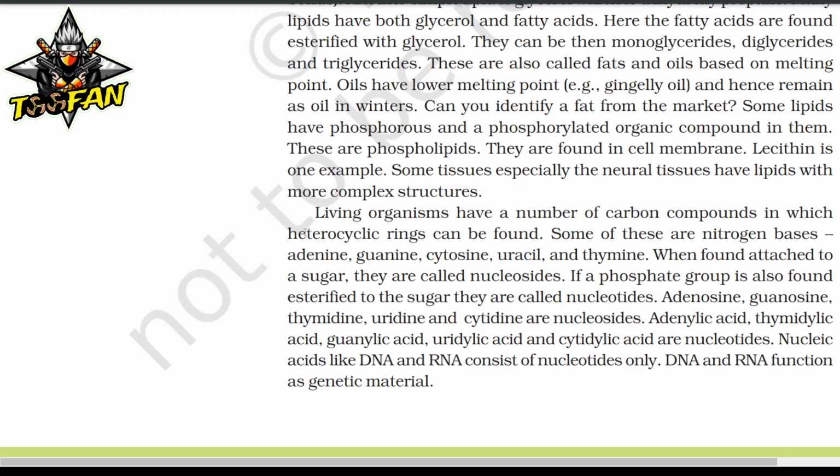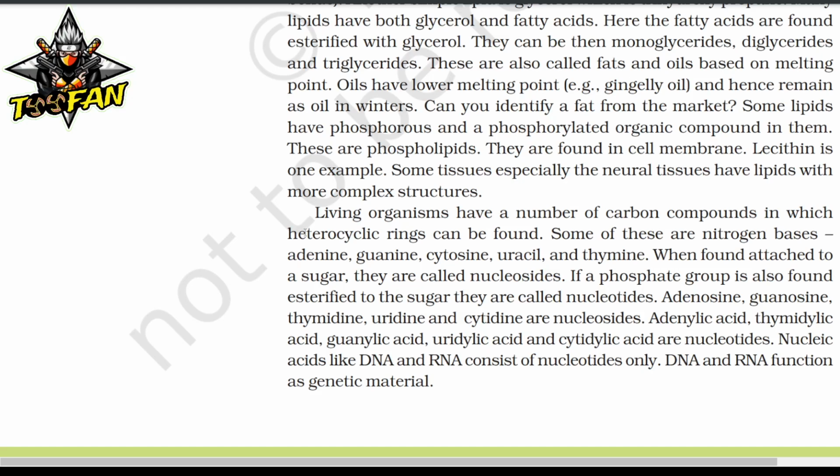Living organisms have a number of carbon compounds in which a heterocyclic ring can be found. Some of these are nitrogen bases: adenine, guanine, cytosine, uracil and thymine. When found attached to a sugar, they are called nucleosides. If a phosphate group is also found esterified to the sugar, they are called nucleotides. Adenosine, guanosine, thymidine, uridine and cytidine are nucleosides. Adenylic acid, thymidylic acid, guanylic acid, uridylic acid and cytidylic acid are nucleotides.